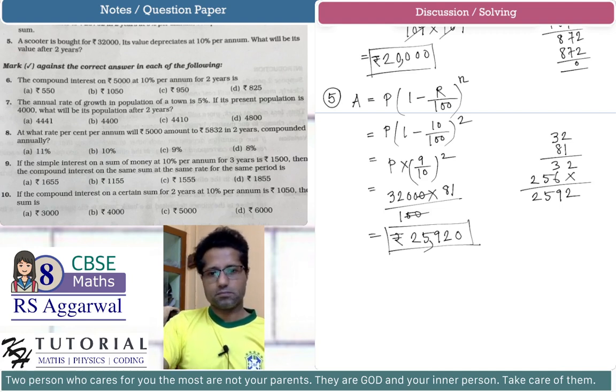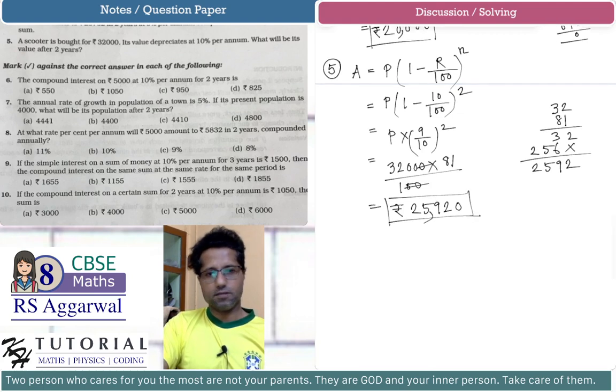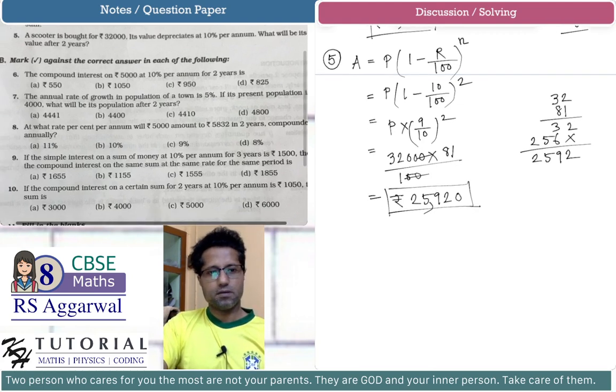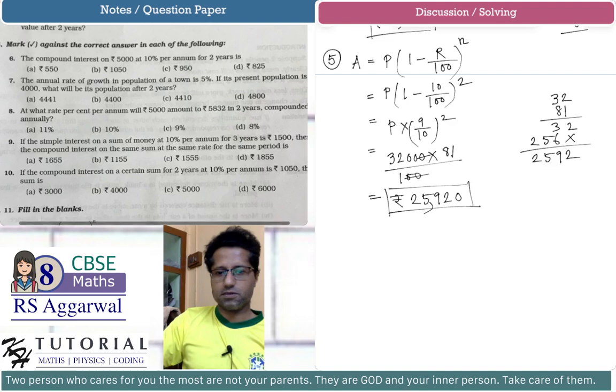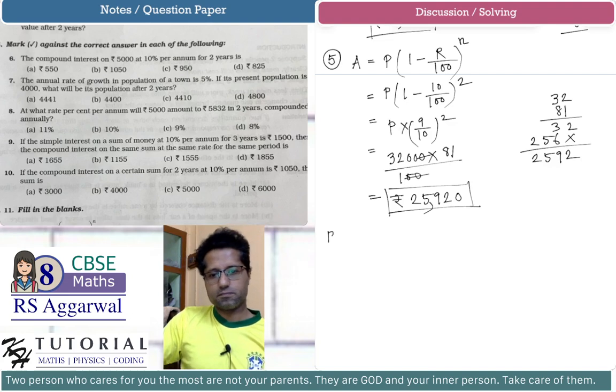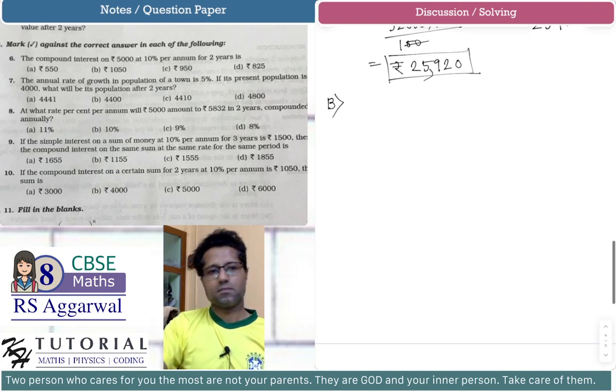Okay. Let's start section B, which are all multiple choice questions. Question number 6. The compound interest on 5,000 at 10% per annum for 2 years is... it is asking compound interest.